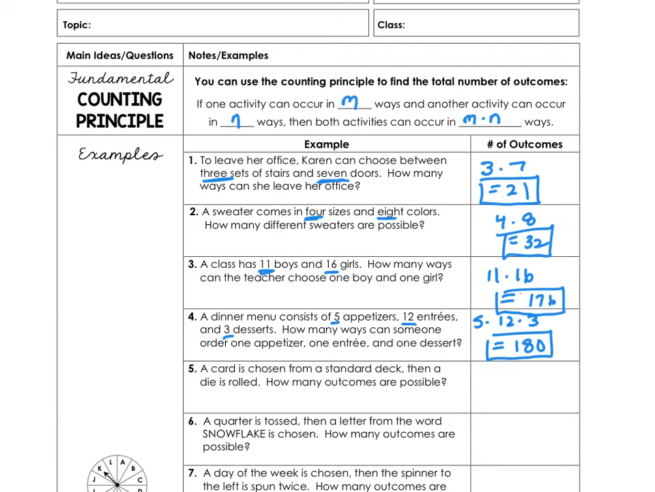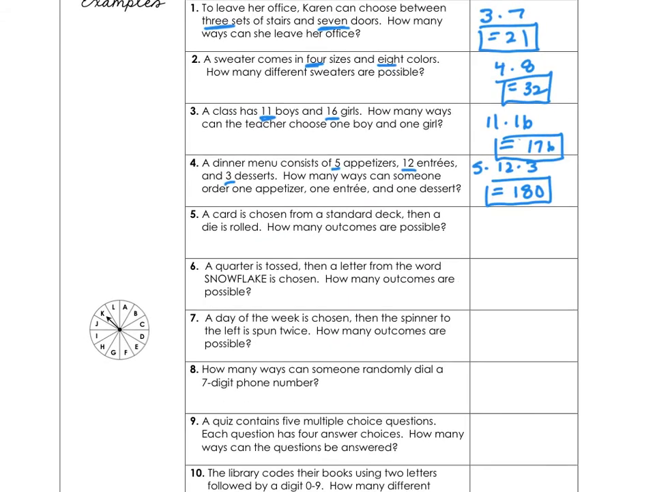A card is chosen from a standard deck, then a die is rolled. Okay, so if you remember from previous examples, there are 52 cards in a deck, and there are 6 numbers on a die. So we would get 52 times 6, which means there are 312 possible outcomes that could happen.